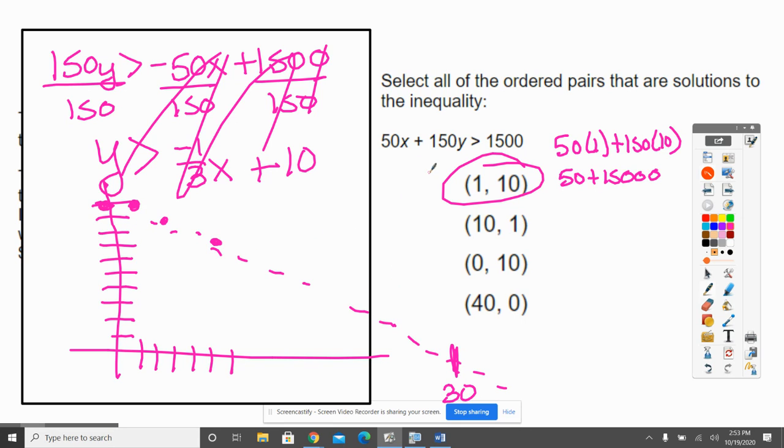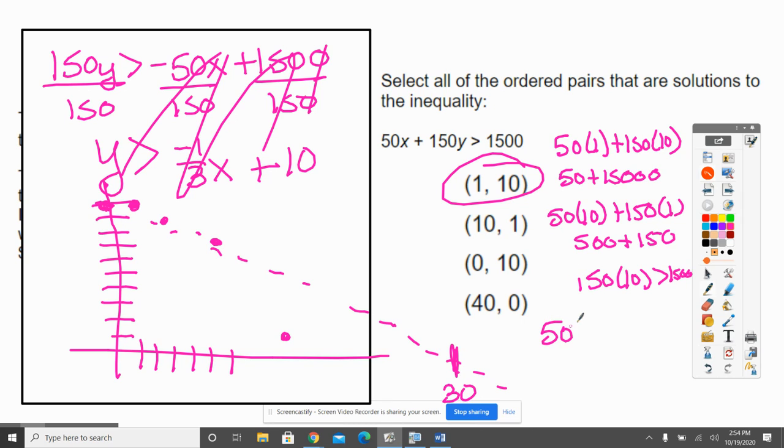Now, what if you have 10 for x and 1 for y? You can tell that's not in the solution set. It's going to be over here because 50 times 10 plus 150 times 1 is not enough money. That's 500 plus 150. That's not enough by a long shot. How about (0, 10)? (0, 10) is on the line, but my line was dotted. So it's not enough money because 150 times 10 is not greater than 1500. It's equal. So it does not work.